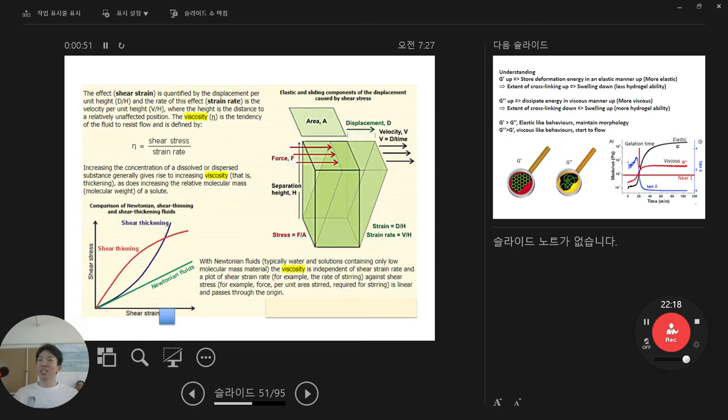You have paint. When you apply the paint on the wall, it easily flows, right? This is the meaning of shear thinning. But shear thickening is when you inject the hydrogel and after injection it doesn't flow. It just maintains the morphology. This is the meaning of shear thickening. So most of the materials we meet in normal conditions have a shear thinning effect.